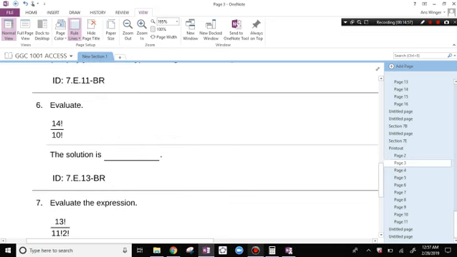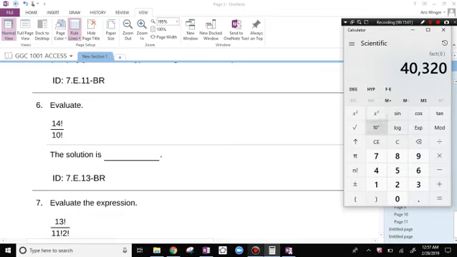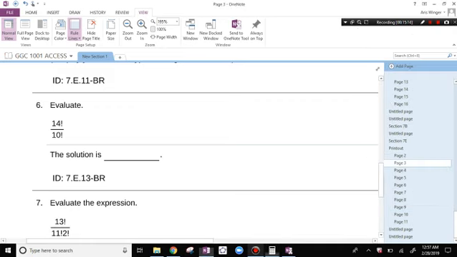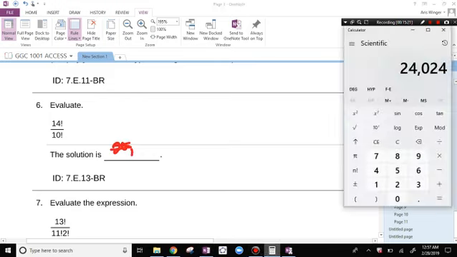14 factorial over 10 factorial. So I'll calculate 14 factorial divided by 10 factorial equals 20,024. I'm sorry, 24,024, right? 24,024.